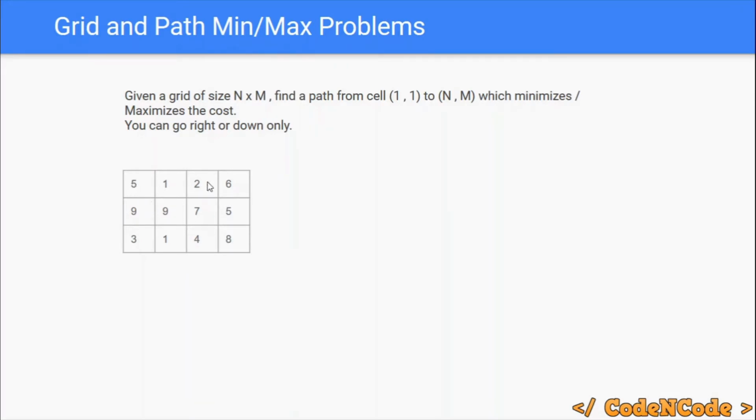You can take this path or this path, and for all the cells that you are choosing to make a path, we have to find the path which is minimum in cost, and we have to print it. There may be some conditions where they can ask you to maximize the cost. In this case we'll be looking for minimizing the path cost.